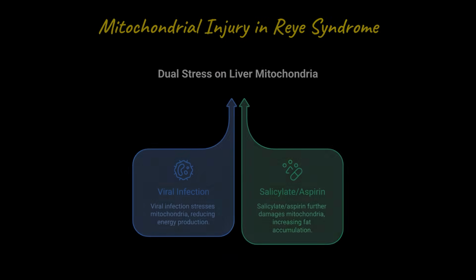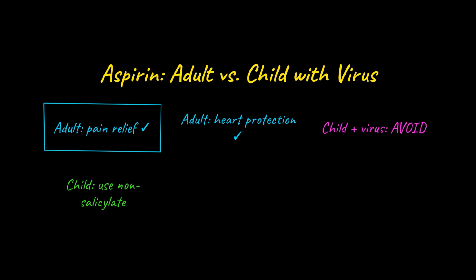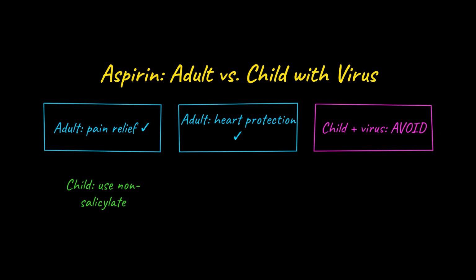same cellular breakdown. The critical contrast is age and context. In adults, aspirin is a trusted workhorse for pain and heart protection, but in a child or teenager fighting a viral illness, the same drug becomes a specific hazard. Age and the presence of a virus flip aspirin from helpful to forbidden. That flip is the heart of the lesson.